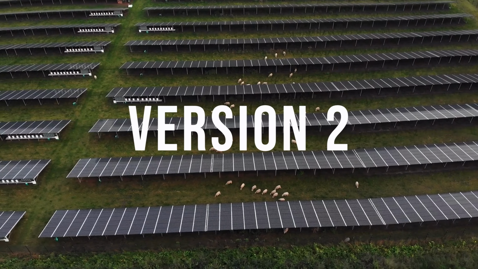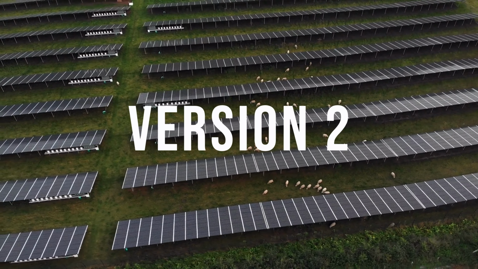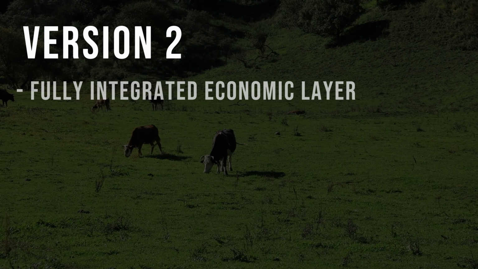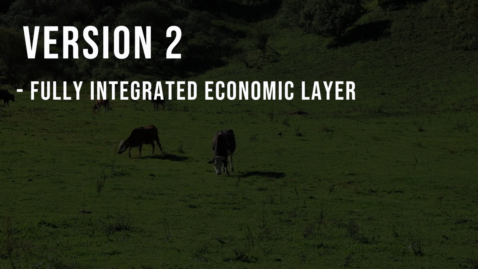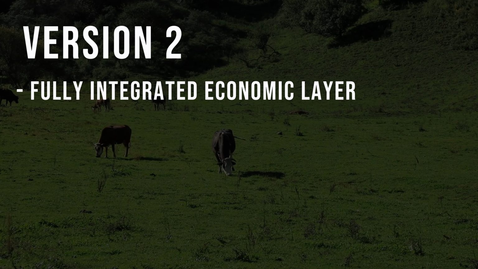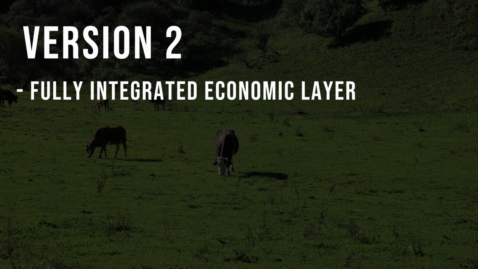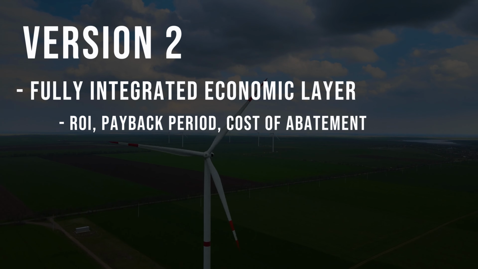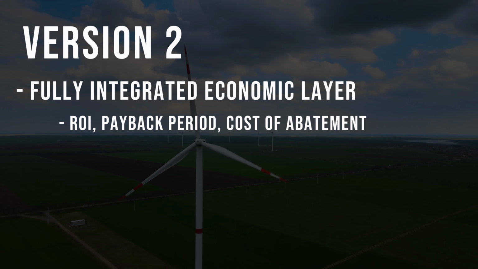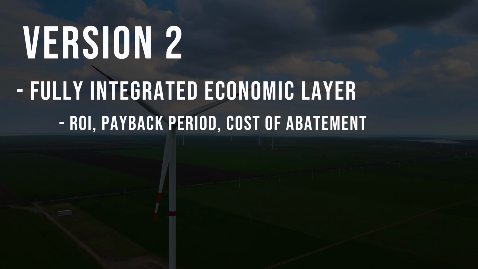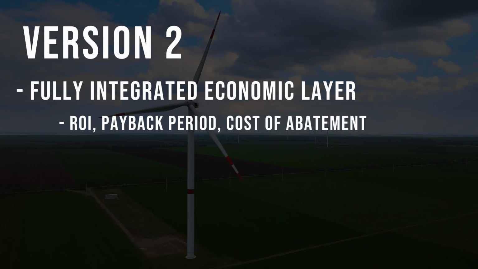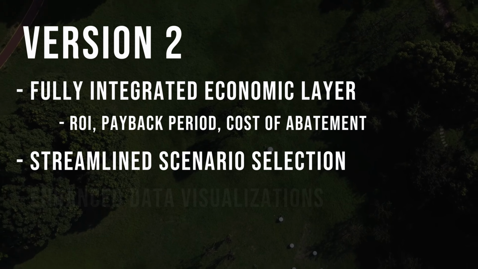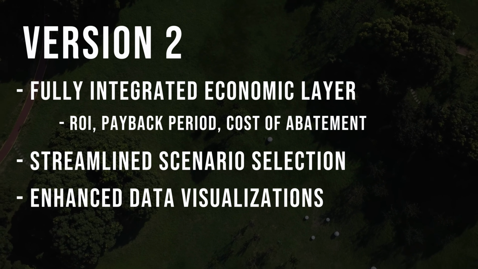Version 2 of the SuMMIT model is currently under development, and we're excited to offer several major upgrades. The primary focus of version 2 is a fully integrated techno-economic analysis that characterizes the capital and operational costs of each manure management technology. The new financial layer adds the ability to determine return on investment, payback periods, and quantifies the cost of emissions reduction, considering economic incentives and value generated by the sale of manure and co-products. Version 2 will also include an enhanced user experience with simplified scenario configuration and enhanced data visualizations.